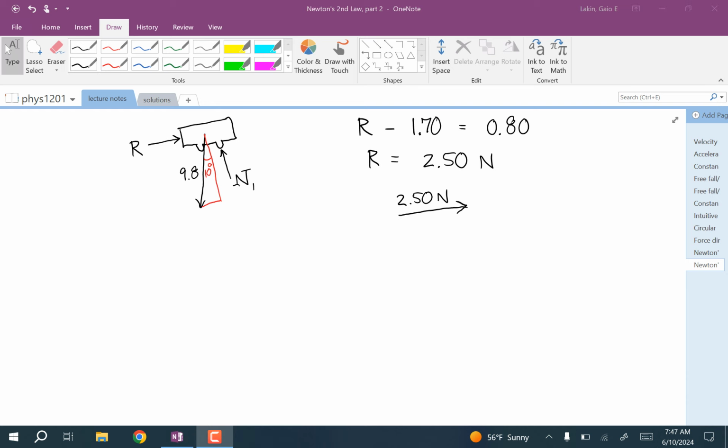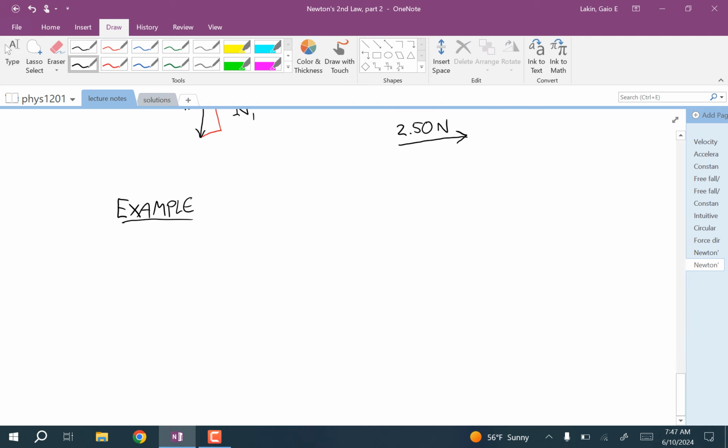For the last example, let's do one where I'm going to do the ramp this way. The angle here is 20 degrees.